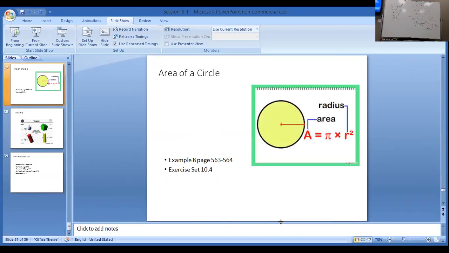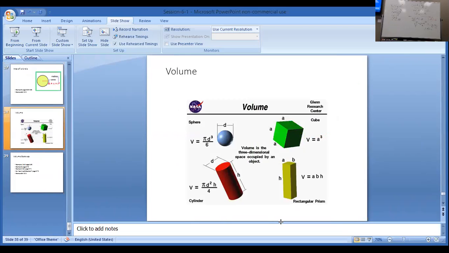The area of a circle, we already did that. And now volumes of different shapes. Think of the cube: the area of a square is a squared, then for the volume of a cube, you take one plane and go all the way to fill that cube. So that's why you have a square times another a to get the volume, a cubed.